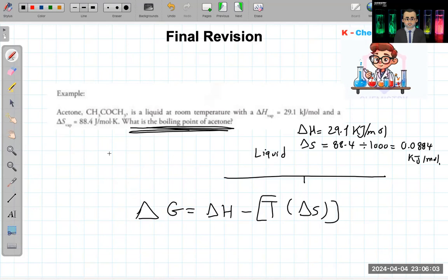So delta G is equal to what? The same one we answered now. Since you are asking about boiling point, delta G is equal to 0. And what's delta H? 29.1 here. And what's the temperature required to find? And what's delta S? 0.0884. Don't forget, 5 out of every 10 students forget to convert and then get the number wrong. So don't forget to convert the joule into kilojoule. So 0.0884.